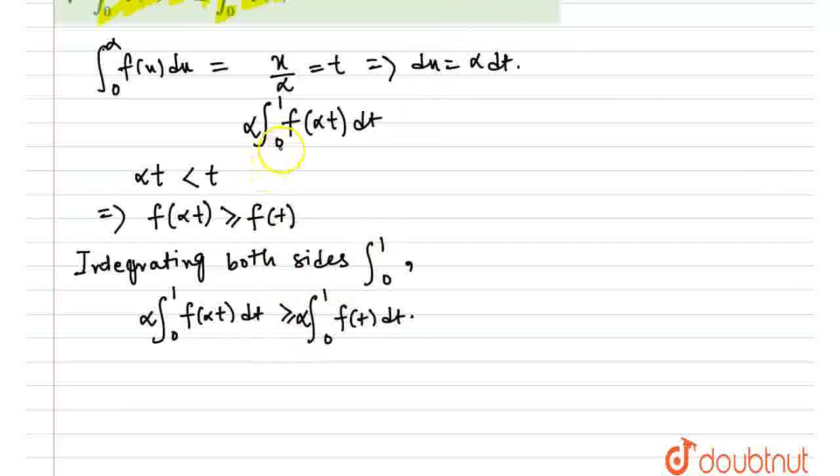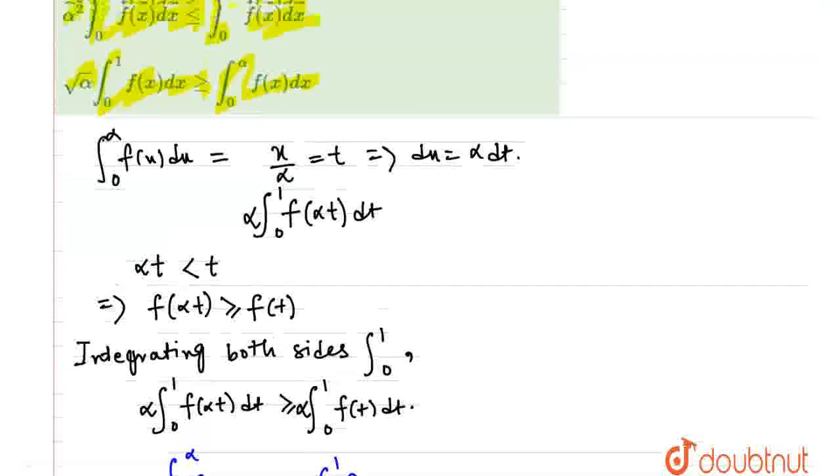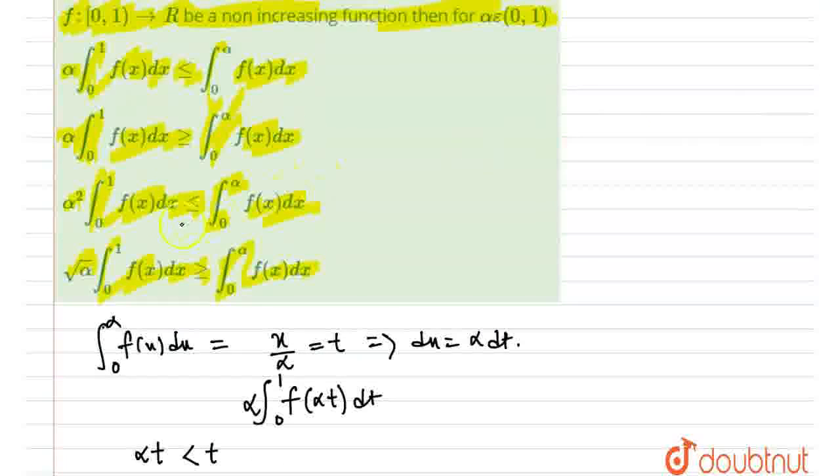Now here integration alpha to 0 fx dx is equal to this. So this brings us to the final conclusion that integration alpha to 0 fx dx is greater than or equal to alpha integration 1 to 0 fx dx. So the second option, this one here, is the correct choice.